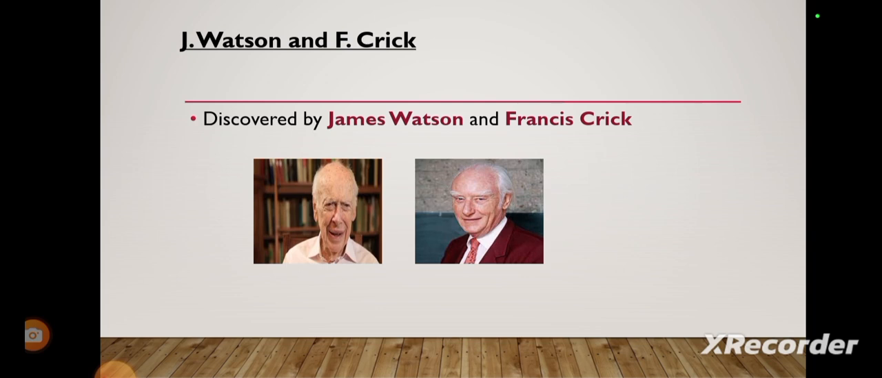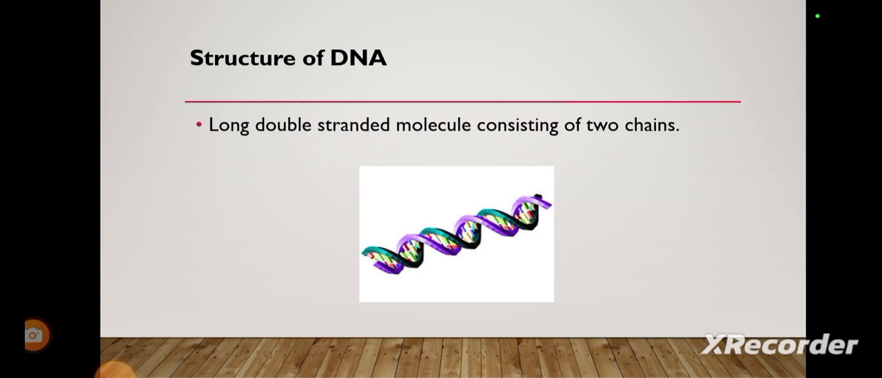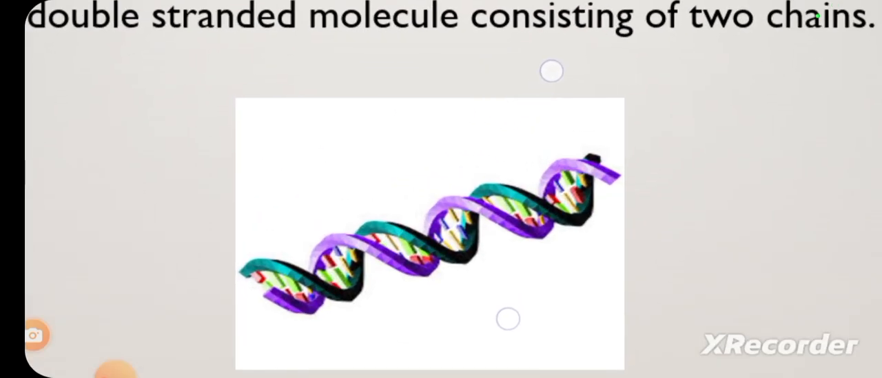Now, this structure was discovered by two scientists. One was James Watson and the other one was Francis Crick. What is this structure? This structure is actually a long double-stranded molecule that consists of two chains. You can see in this image the two chains are represented by two different colors. One chain is purple and the other one is green, just to differentiate them from each other.